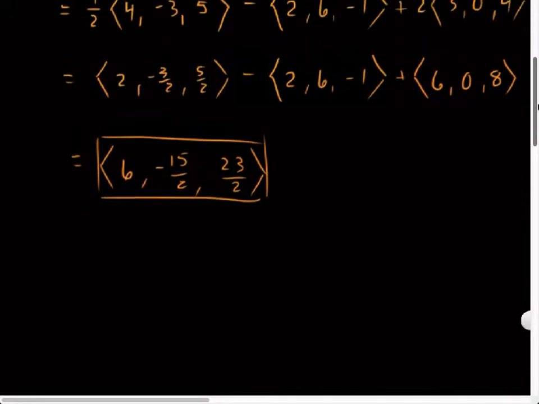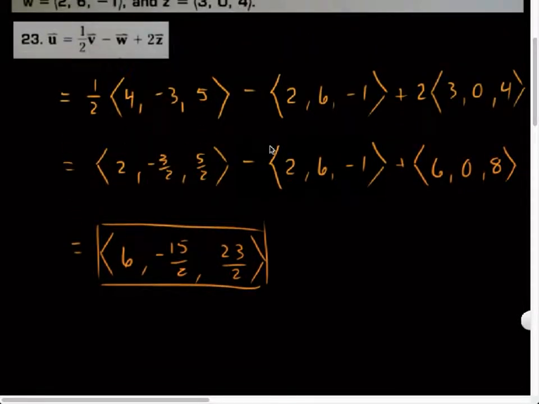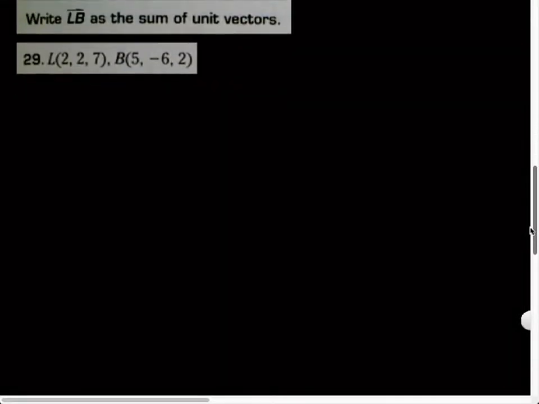So there's question 23. It's really just multiply by a scalar, which is distributive, and then to add or subtract vectors of any number of dimensions, you just add their corresponding coordinates.